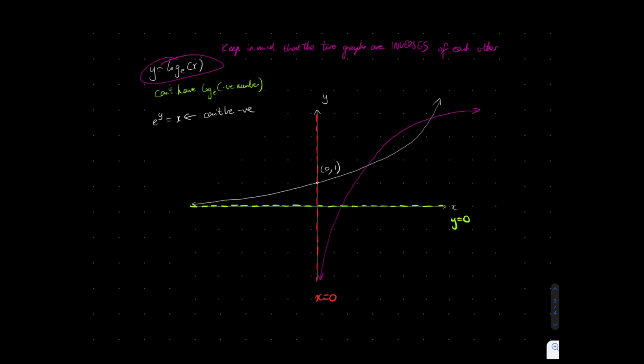As you can see, if we draw in the line y equals x, the two graphs are reflections of each other across that line y equals x. And it's important to note that they intersect on that line as well.